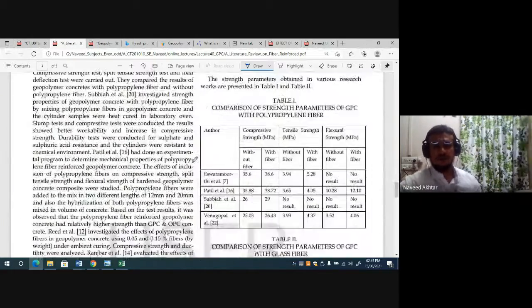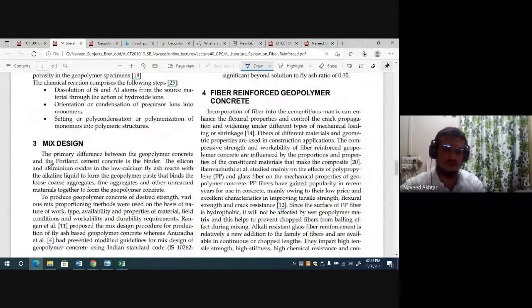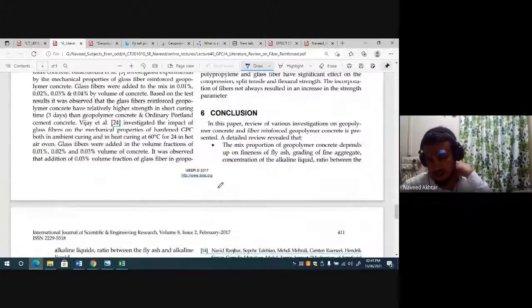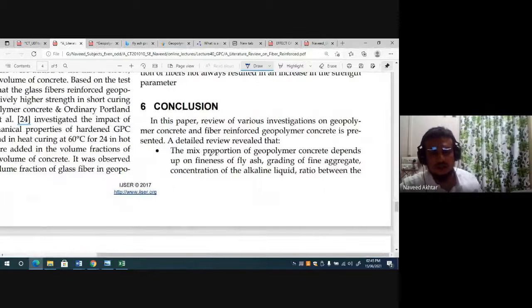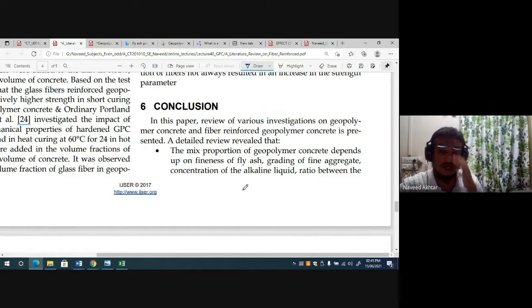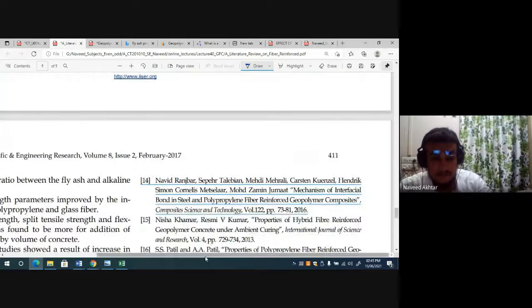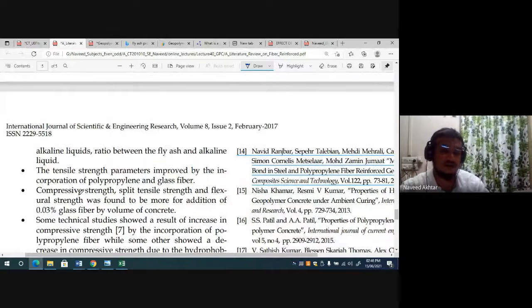Then you can see the comparison of results and the design for fiber reinforcement. In the conclusion, they found from their research work that the mix production of geopolymer concrete depends upon the fineness of fly ash, grading of fine aggregate, concentration of alkaline liquid, the ratio between alkaline liquids, and the ratio between fly ash and alkaline liquid.